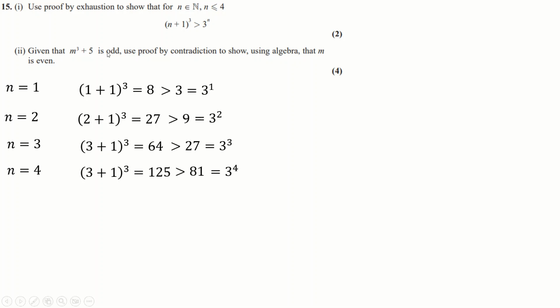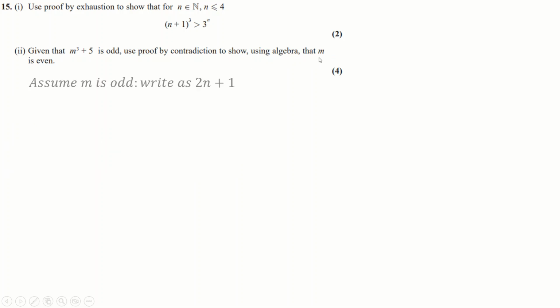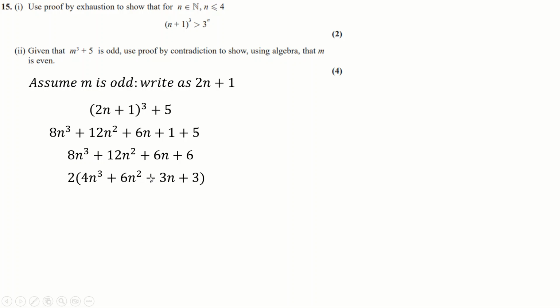Given this is odd, use proof by contradiction to show m is even. So contradiction means we need to assume m is odd, and if m is odd, we can write it as this, 2n plus 1, for example. And then we put that into there, and we expand out. You can use some binomial if you want to do that. You tidy up, you factorize out a 2, and the fact that you can factorize out 2 means that this is definitely even. So what we've said here is if m is odd, then this expression is even, which is not true because it's told us that this expression is odd, which means m must be even.